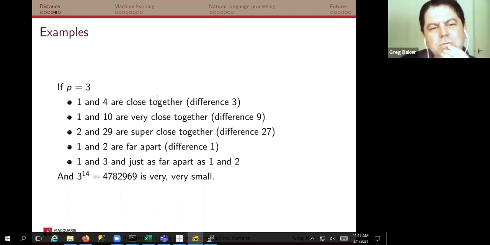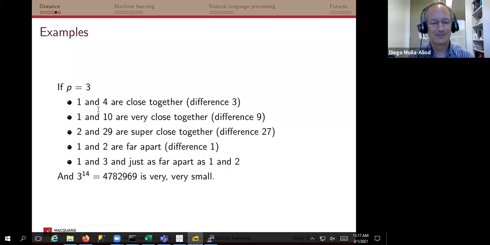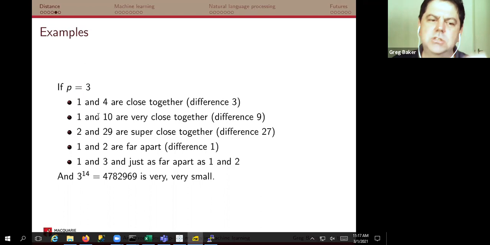So yes, we've got both the difference between things, the distance apart, and we could also look at the distance from the origin to some point. So for example, 3 to the 14 is very, very close to the origin. So it's a very, very small number.